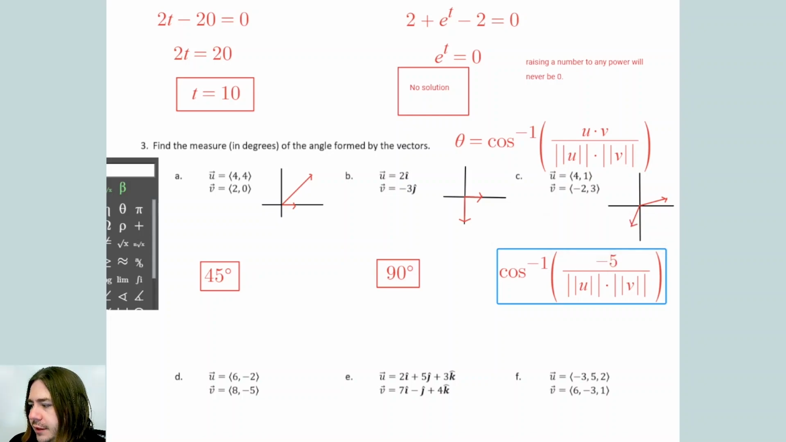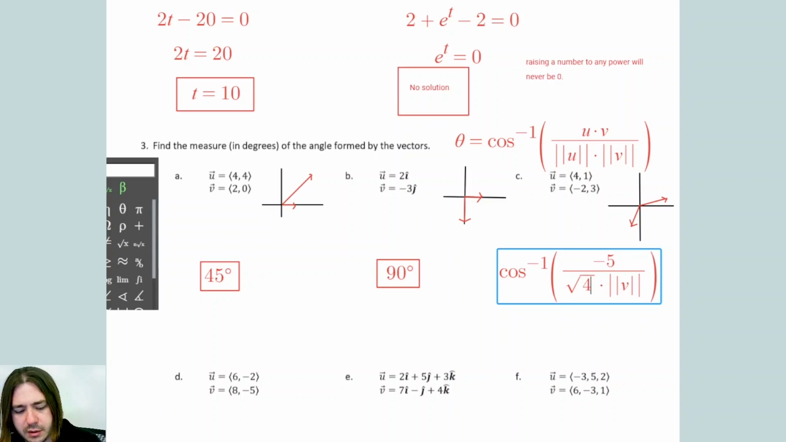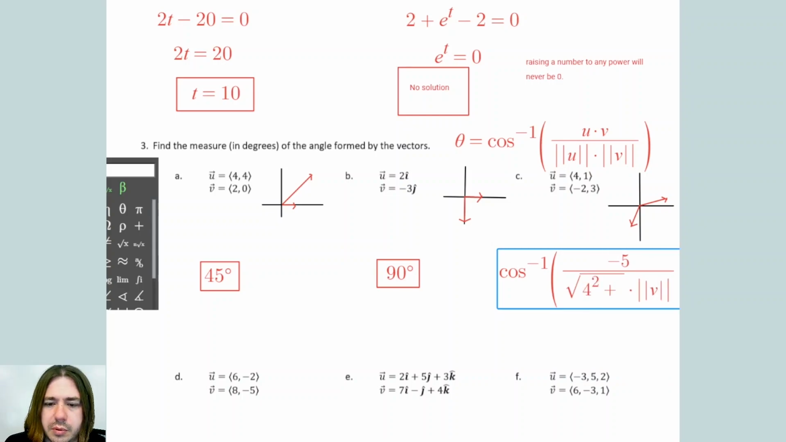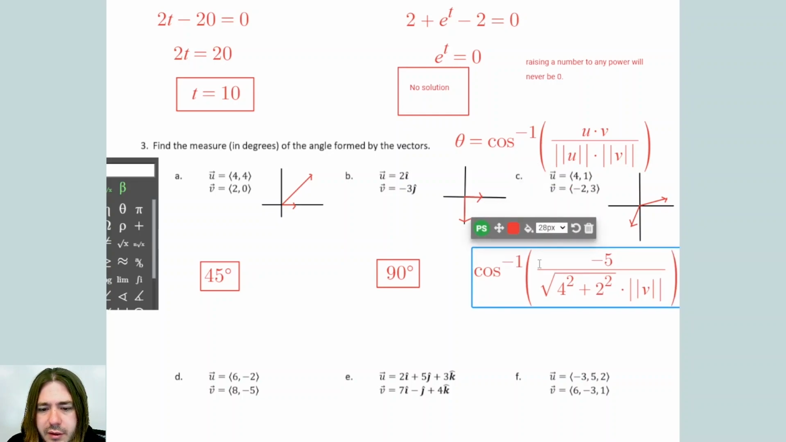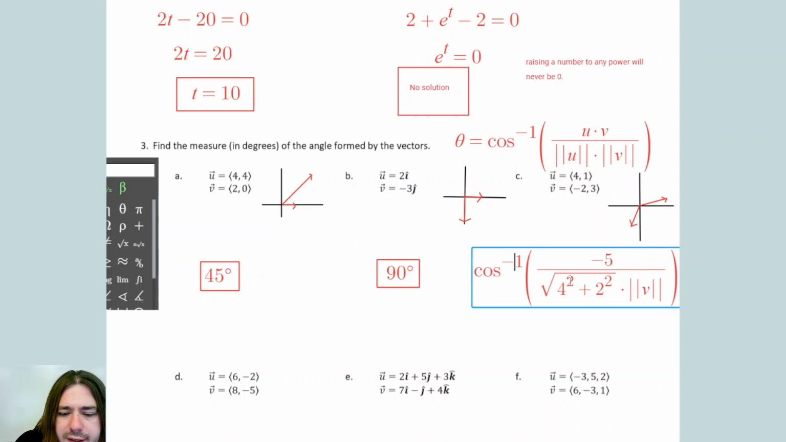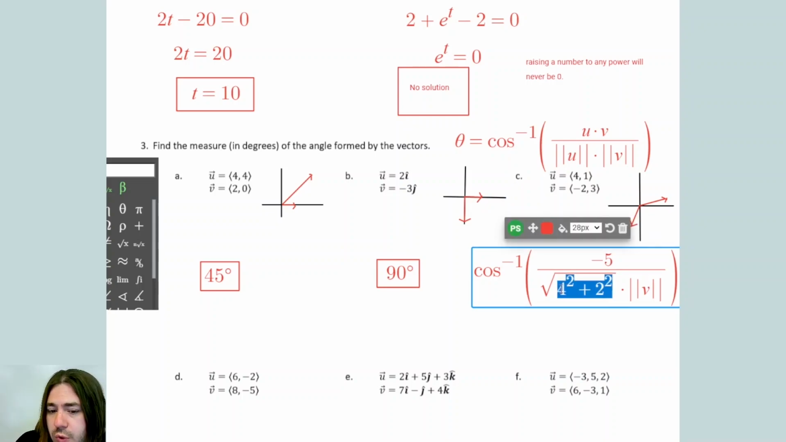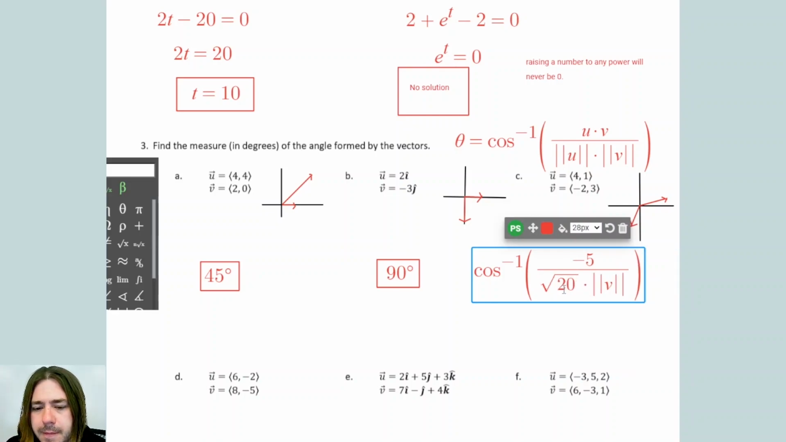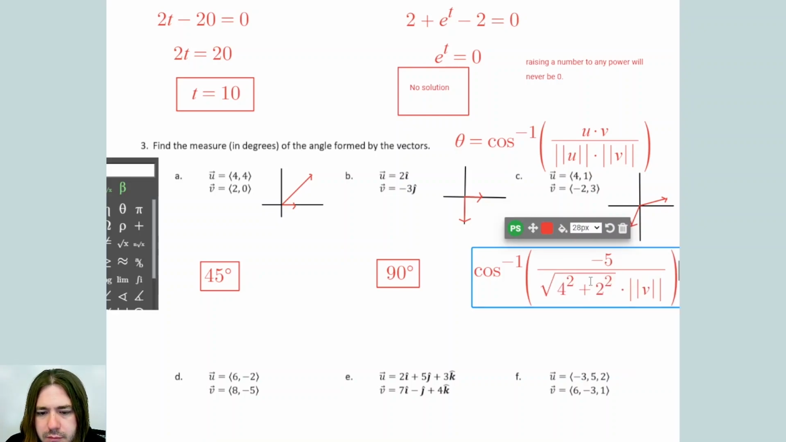And then we've got the magnitude of u, which is going to be the square root of a squared plus b squared. So 4 squared plus negative 2 squared would be the same as 2 squared. And so that would be 16 and 4, which is root 20.